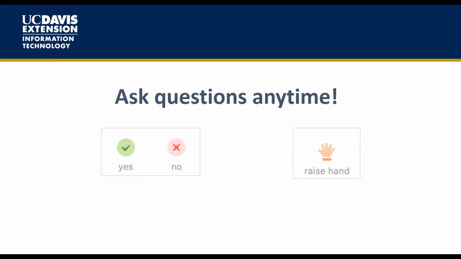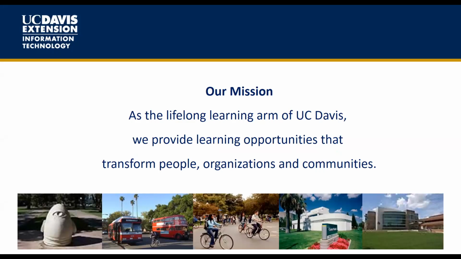So we'll start off and share a little bit of information about UC Davis Extension. We really consider ourselves the lifelong learning arm of UC Davis, and we provide high quality continuing and professional education. Our aim is to deliver courses and programs that help professionals change or advance their career.